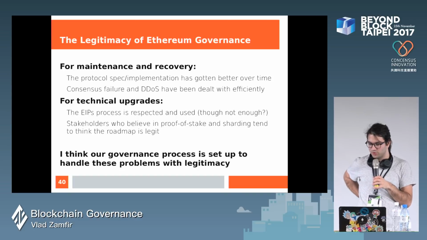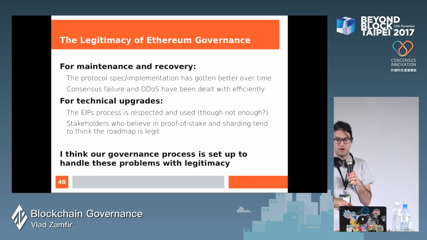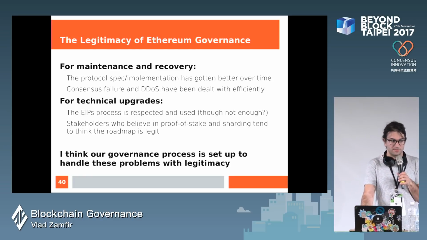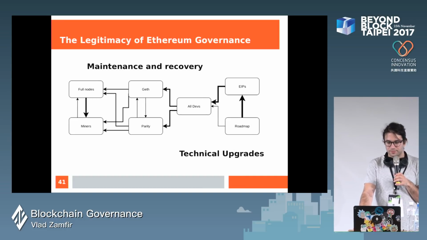So I think for the most part, the governance process is kind of set up to handle these things with a lot of legitimacy. Because if you have an opinion about these things, then you can get involved and participate at a certain level where you really can be quite happy.